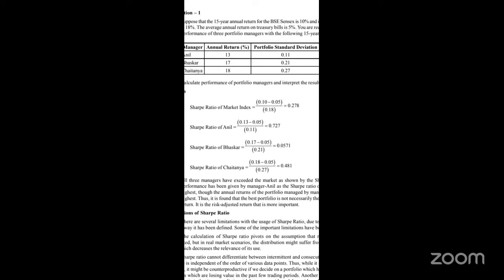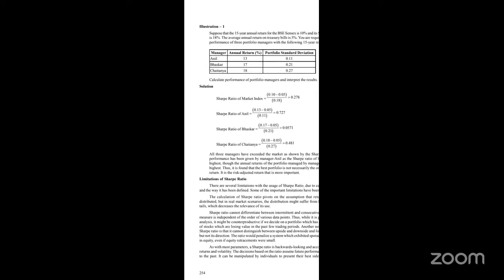Okay. For the market, we have evaluated, and for Anil, we will be evaluating 0.13 minus 0.05 divided by the risk of the portfolio, 11%, 0.11. And for Bhaskar, 0.17 minus 0.05 divided by 0.21. And for Chaitanya, 0.18 minus 0.05 divided by 0.27. So this is all about the Sharpe ratios of the market, Anil, Bhaskar and Chaitanya. With this information, we have to give suggestions to the investor.